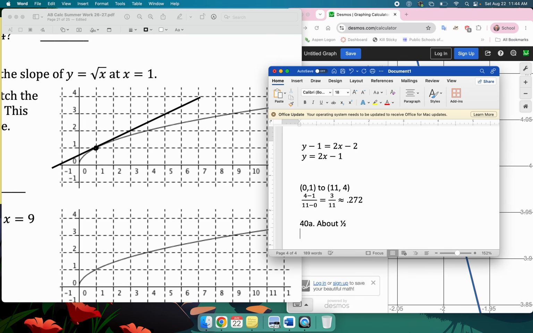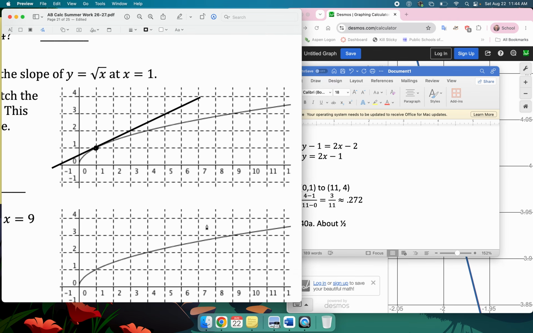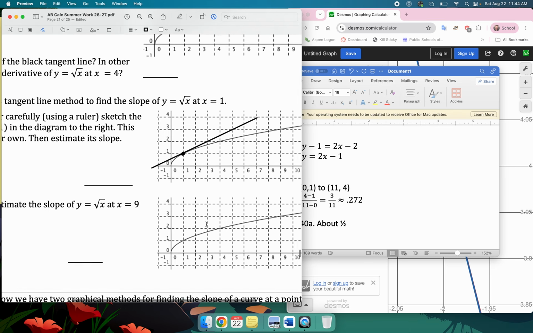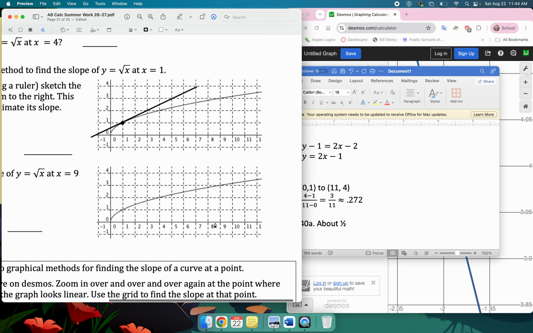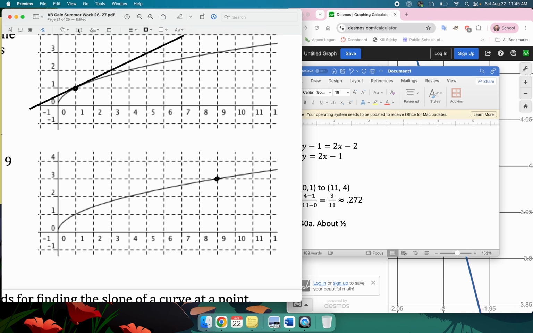But again, you'll draw a different line, and you might use different grid points to estimate. You absolutely might not get 1/2. You might get something else, and that's fine. Estimate the slope at x equals 9. Same thing. Here's the point on the graph at x equals 9. I'm going to do my best to draw a tangent line going through that point.